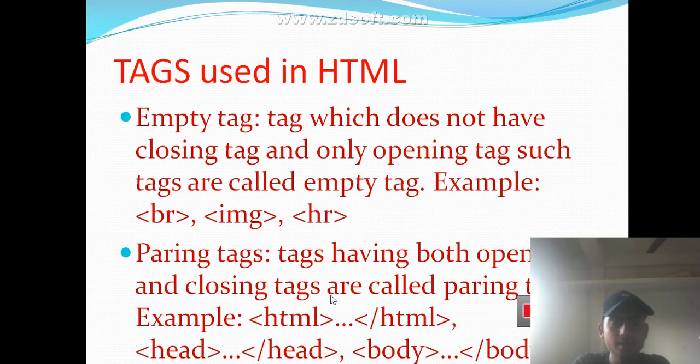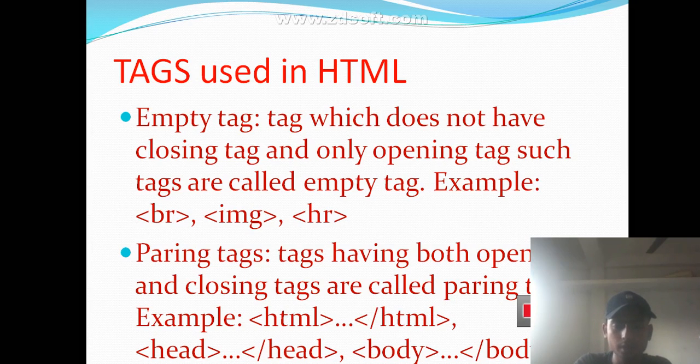Pairing tags, having both opening and closing tags, are called pairing tags. For example, see here HTML, this is the opening tag, and this is the closing tag. By using the backslash symbol, we write the closing tag inside the angle brackets. So this is the opening tag and this is the closing tag. Body also has an opening and closing tag.